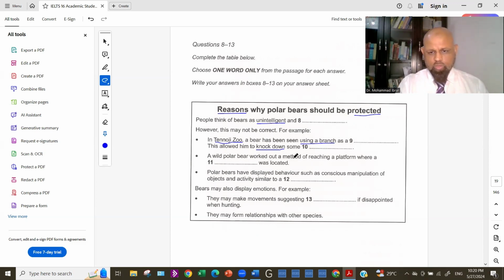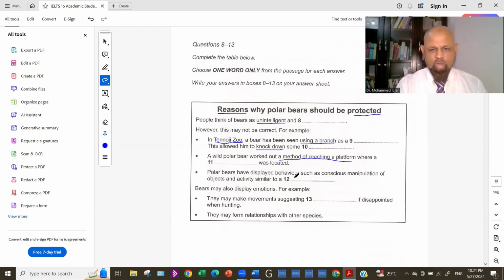A wild polar bear worked out a method of reaching. So he found a method of reaching a platform. So maybe a way of reaching there, climbing there, getting at the platform, something like this, where something was located. So 'was located' means a noun will go here. So you need to find a noun.